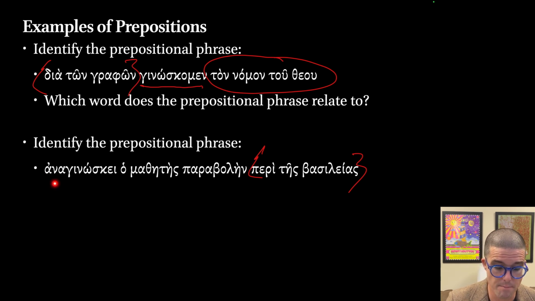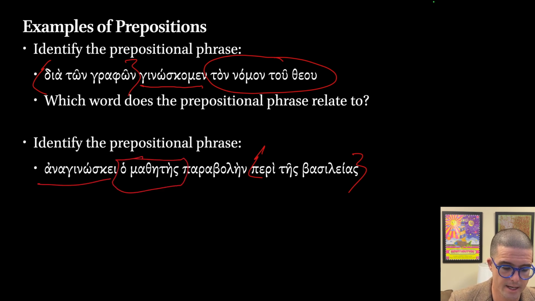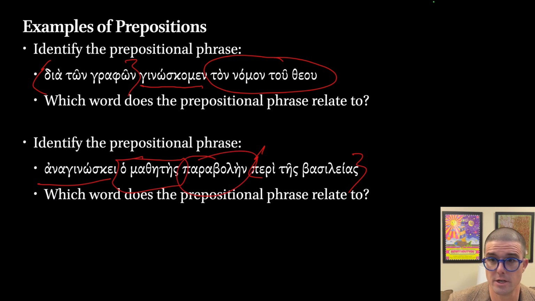This is a proper preposition. It's properly appended to the front of the verb ginōskō, which means to know, but when you get anaginōskō, you get to read. And so in this case, ho mathētēs is our subject. Anaginōskei is our third person singular present active indicative verb in the sentence, and parabolēn is our direct object.